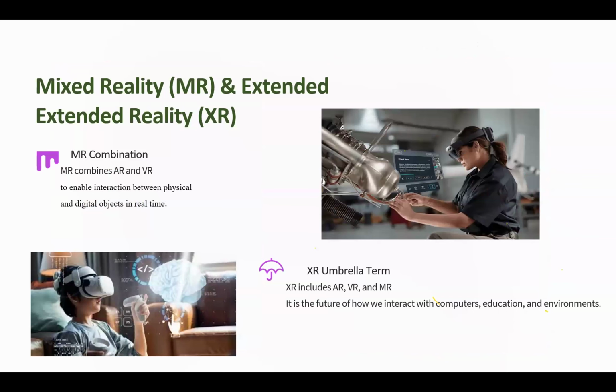When we move on, we have mixed reality. So we've seen virtual reality, we've seen augmented reality. Then what is mixed reality? Mixed reality is basically a combination of the two technologies that we've seen before. So you're able to interact between the physical and the digital objects.